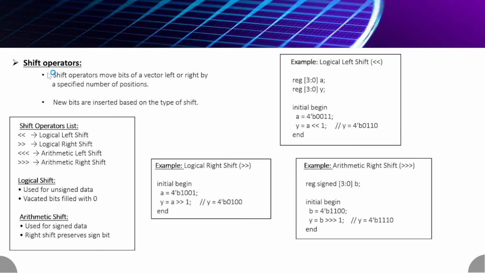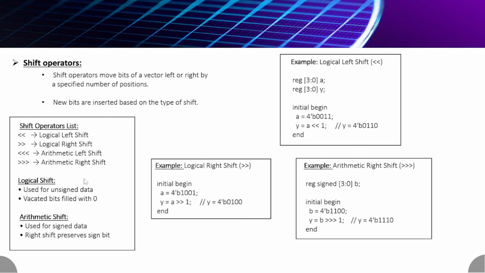Let's move to the shift operators in Verilog. Shift operators are used to move the bits of a vector either to the left or to the right by the specified number of positions. While shifting, new bits are inserted based on the type of shift operation. Verilog supports four types of shift operators: logical left shift, logical right shift, arithmetic left shift, and arithmetic right shift.